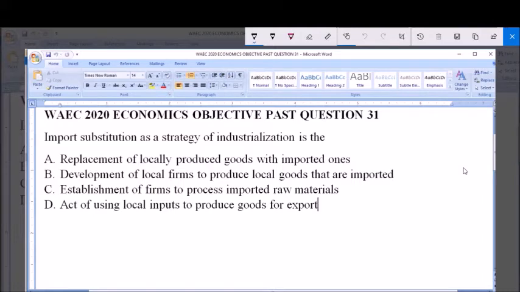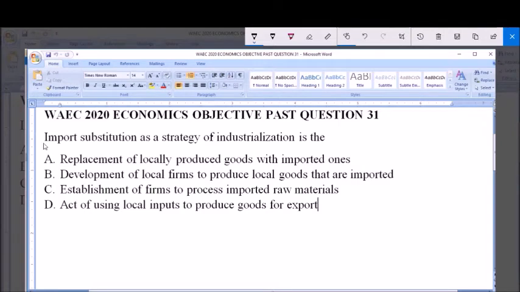Import substitution as a strategy of industrialization is the: A. Replacement of locally produced goods with imported ones. B. Development of local firms to produce local goods that are imported. C. Establishment of firms to process imported raw materials. D. Act of using local inputs to produce goods for export.